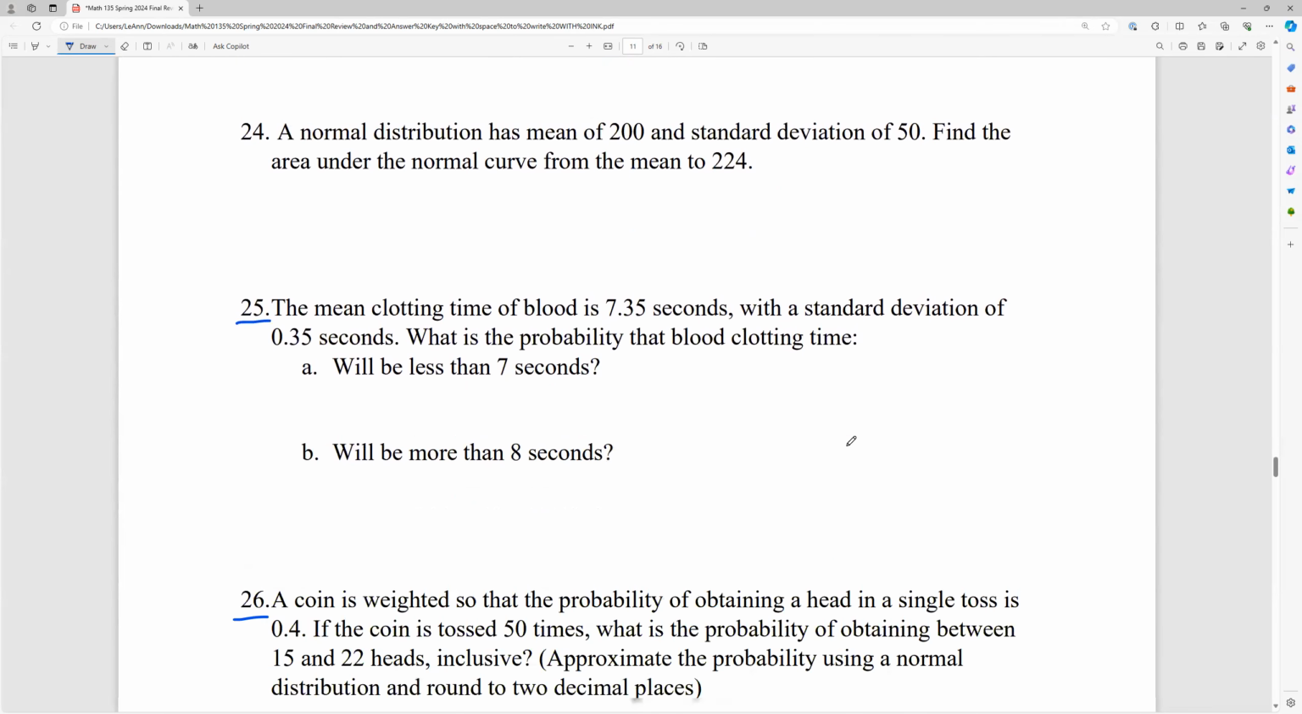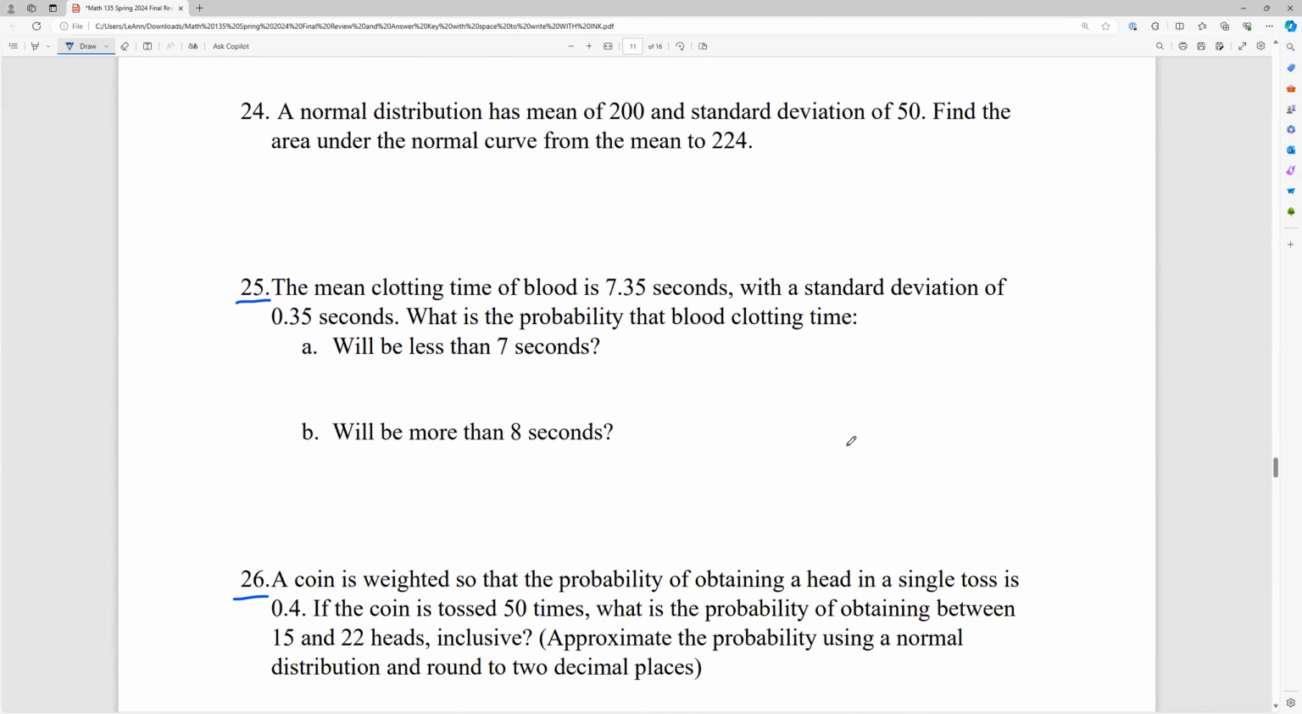All right, and then we have numbers 25 and 26. So 25 says the mean clotting time of blood is 7.35 seconds with a standard deviation of 0.35. So they're giving us a mean and a standard deviation. Typically, when you see that in the problem, you're going to be looking at the normal distribution and figuring it out using the z-scores.